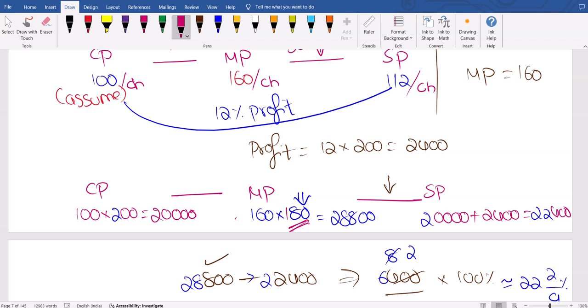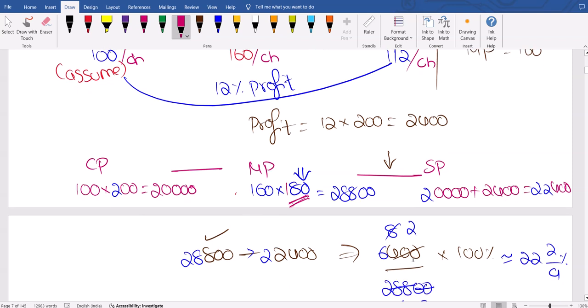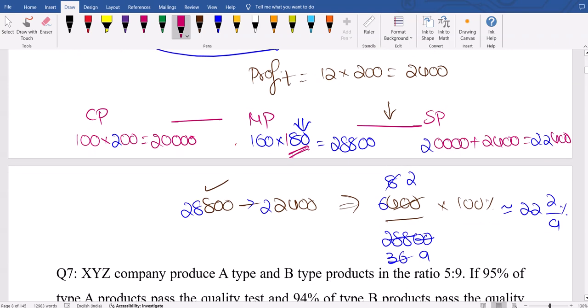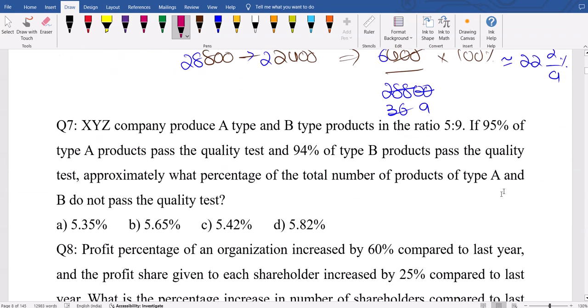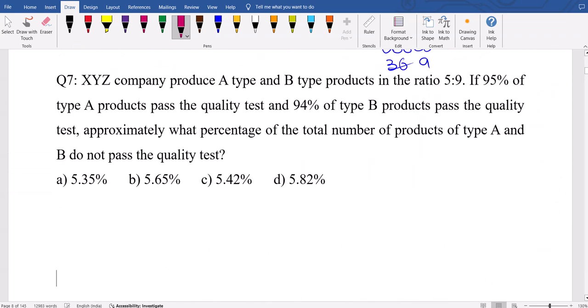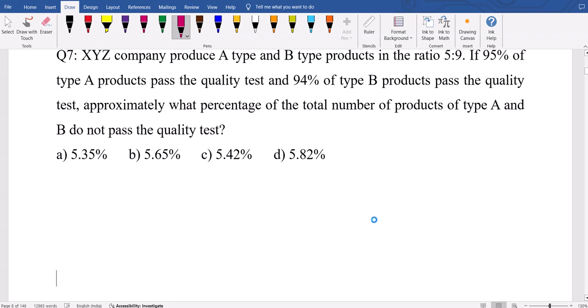20 chocolates are gone out of the initial 200 chocolates. So available is 180, but you still want the same profit percentage. 12% profit means it becomes 22,400 only. Now the discount with respect to market price is 6,400 divided by 28,800. We got 22 2 by 9, which is approximately 22.2%. A small mistake in calculation took time, but I hope you understand there is no change in methodology anywhere.